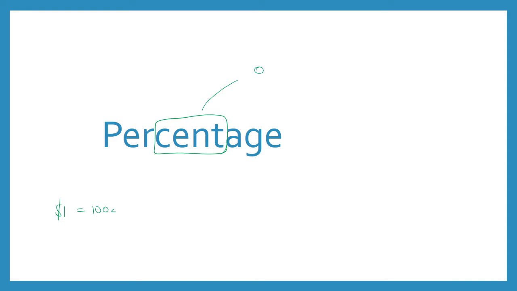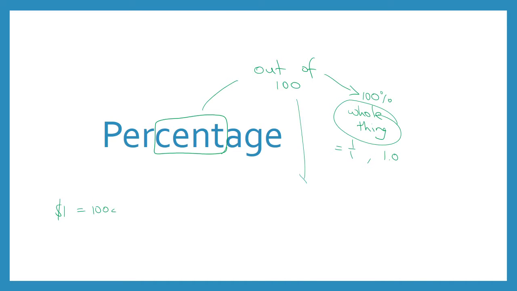So it's out of... if we have 100%, we have the whole thing. This is like having 1 over 1 as a fraction or just 1 as a decimal. It's where we have everything. If we had a percentage smaller than that, we're going to have less than the whole thing.